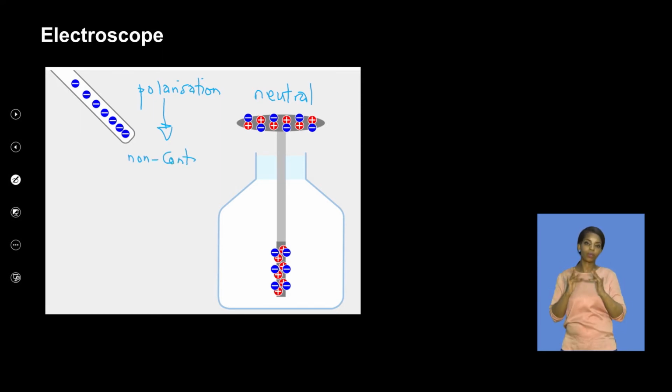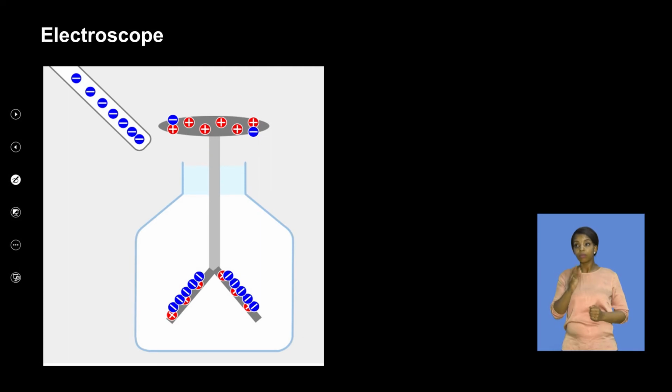Okay, non-contact means the two materials must not be in contact with each other for them to exert a force on each other. So if we bring this, what is going to happen? The negatives will be repelled, because the material itself is negatively charged.